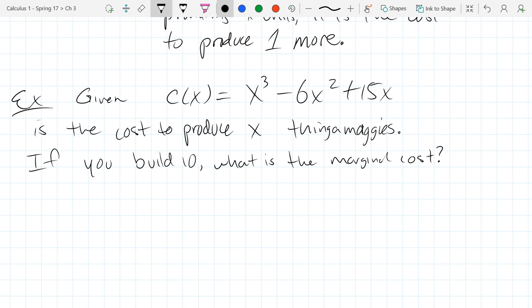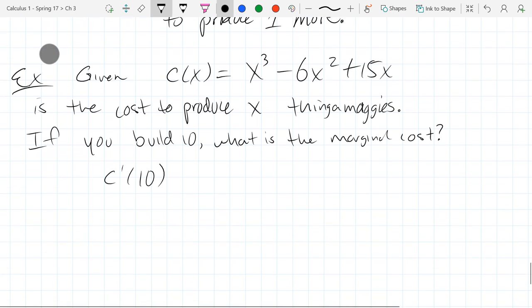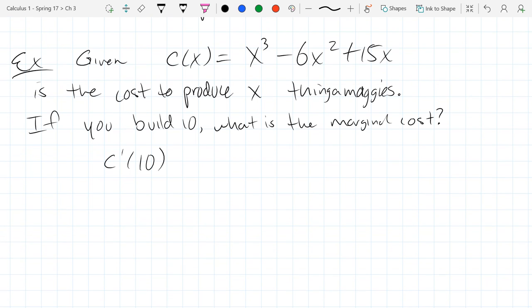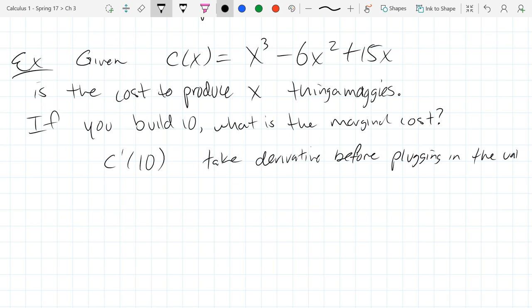So this is find C prime of 10. Now, I don't think I've talked about in this class, you need to take your derivative before you plug in your value. So let's go ahead and violate that rule and see what happens. Let's go ahead and plug in 10 and then take the derivative.